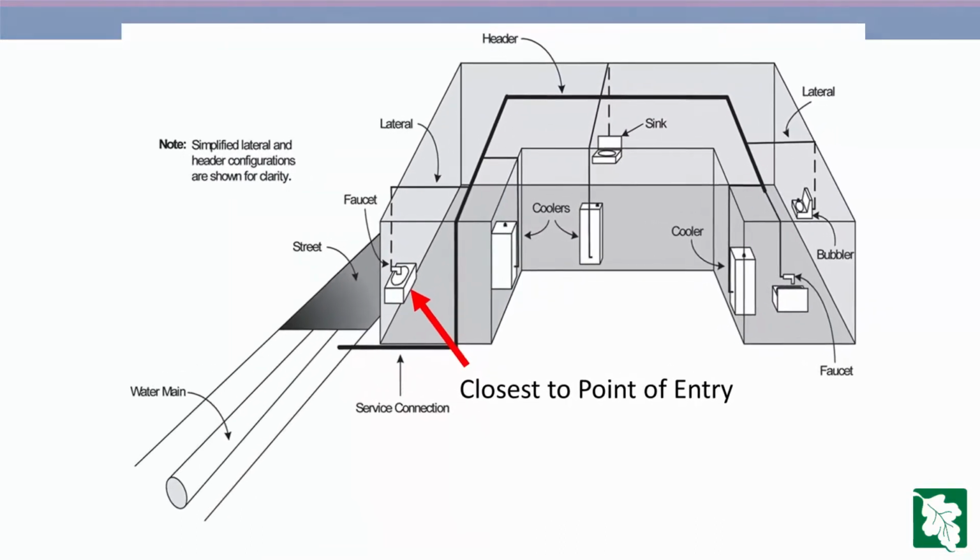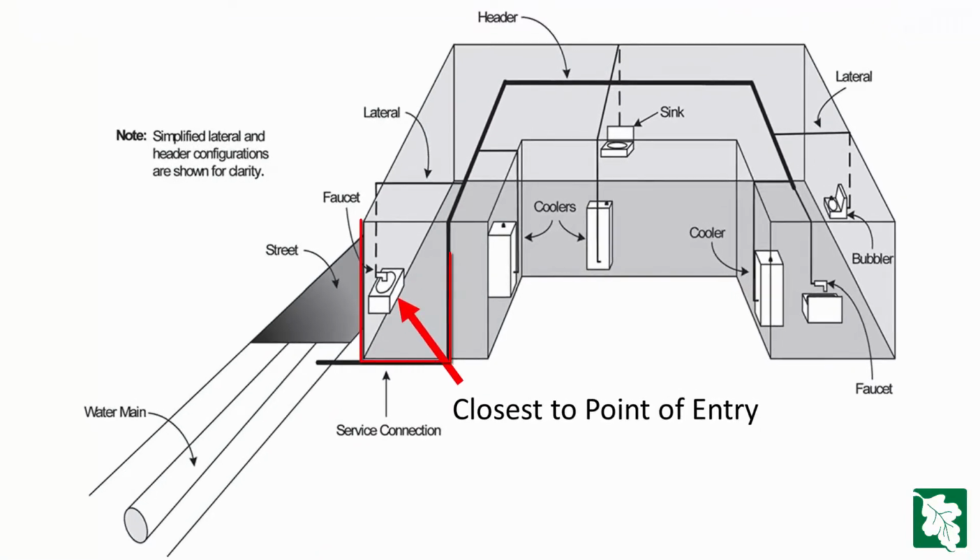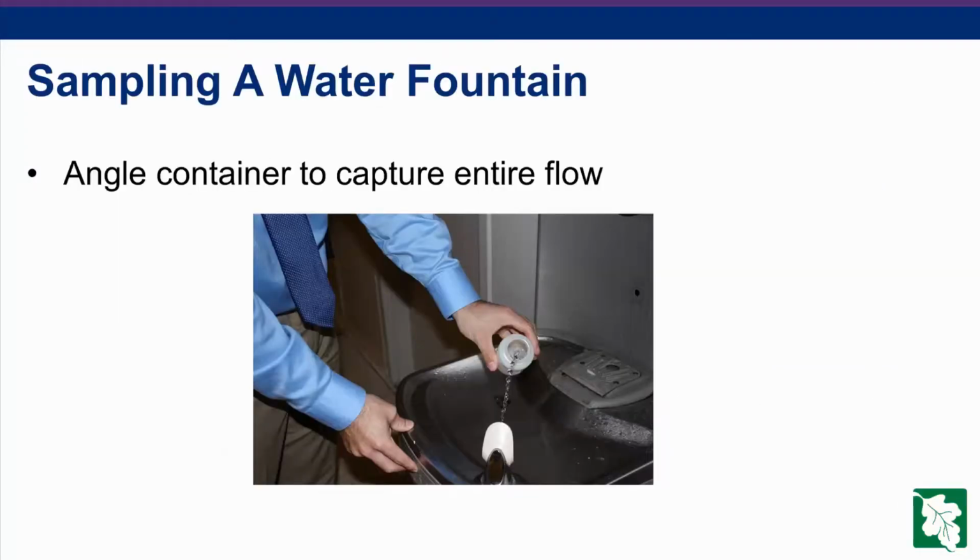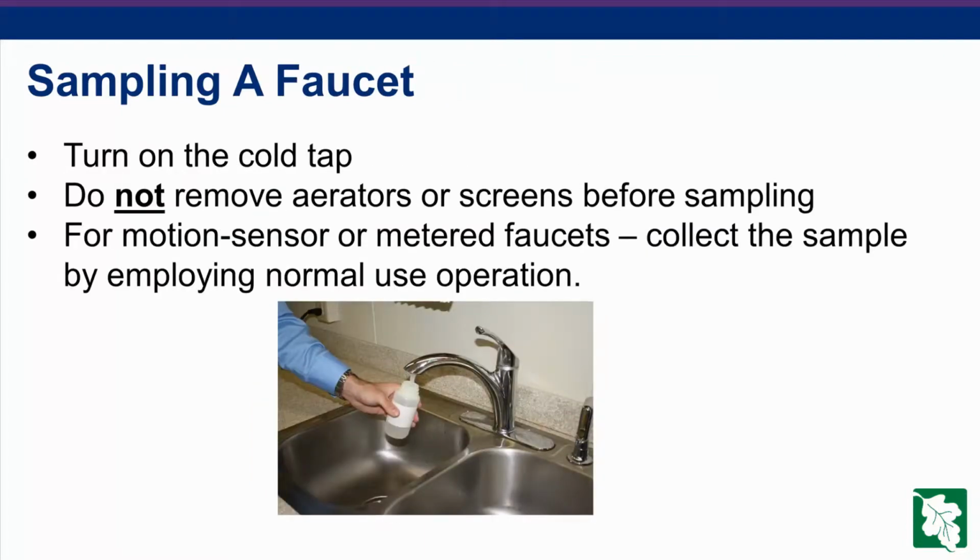Begin sampling at the cold water outlet closest to the point of entry, that is, where the water enters the building from the street. If a drinking water fountain is being sampled, angle the container's mouth in a way that will capture the entire flow of water from the bubbler. If a faucet is being sampled, make sure you turn on the cold water tap. Do not remove aerators or screens prior to collecting your sample.